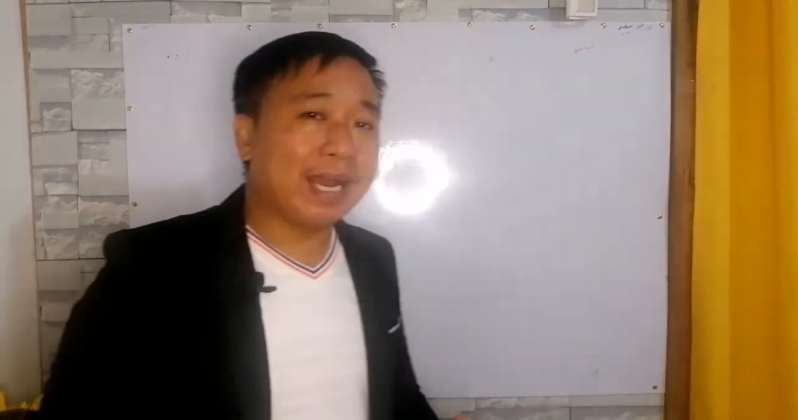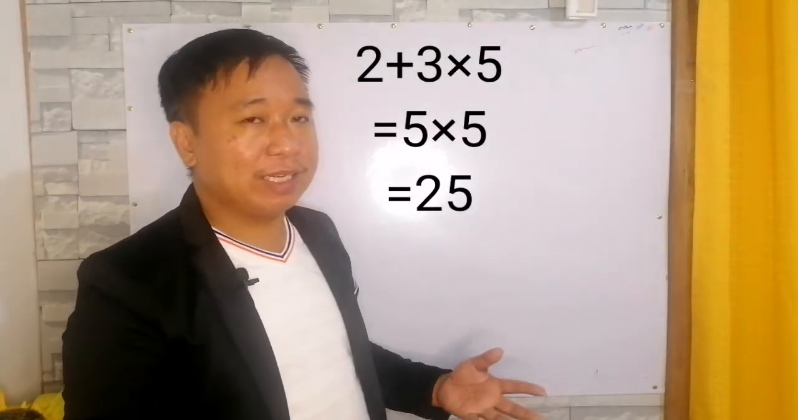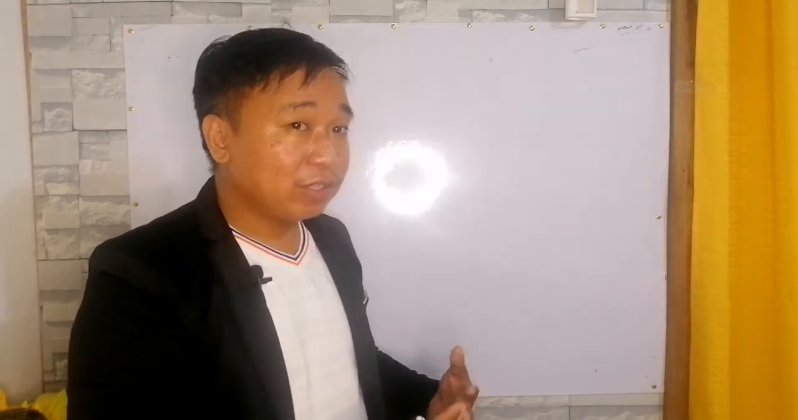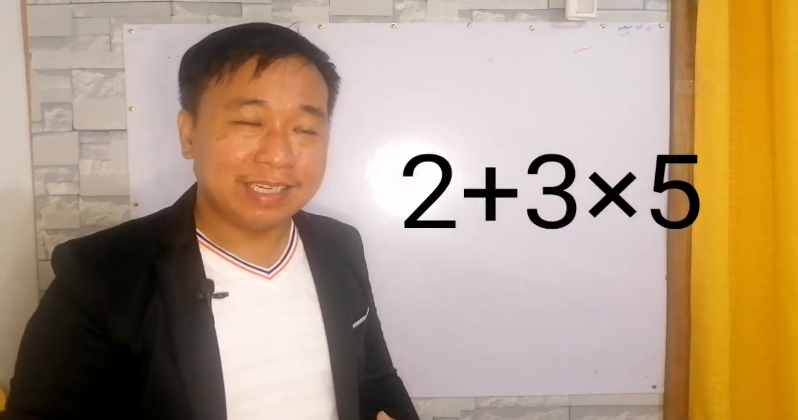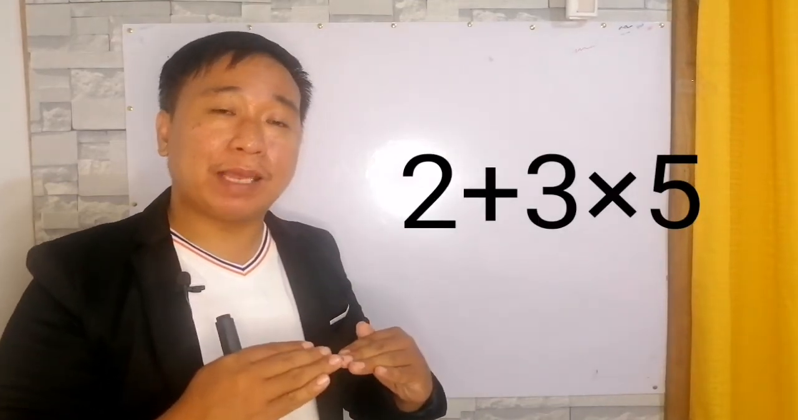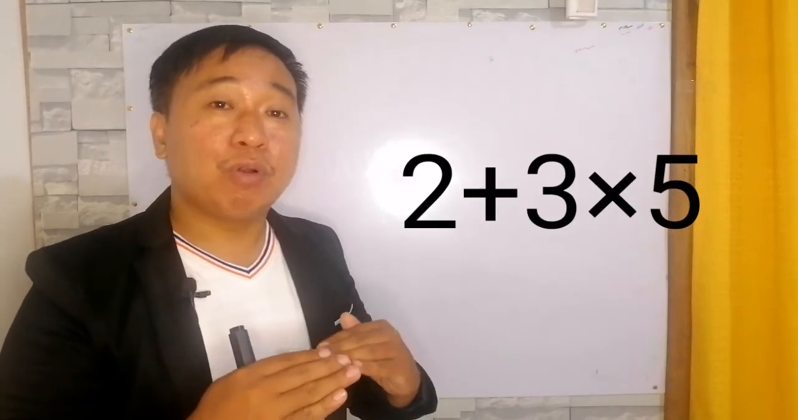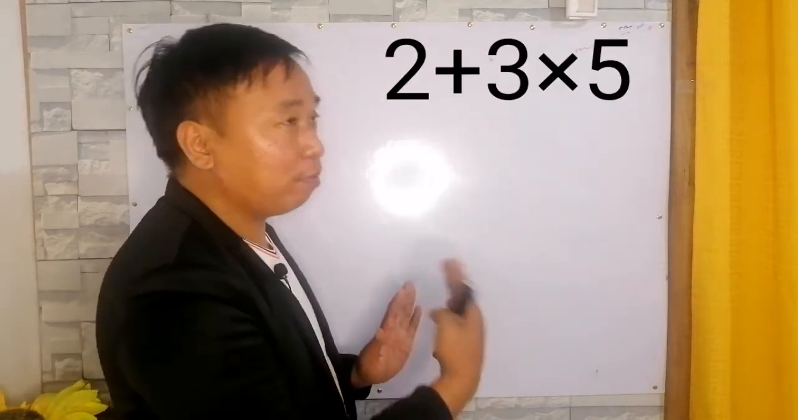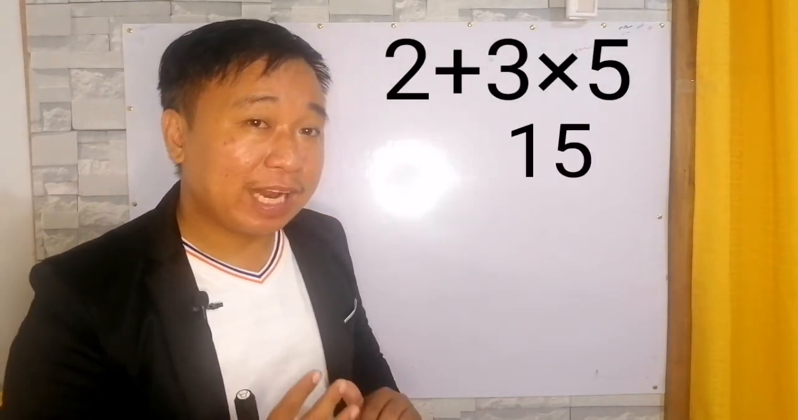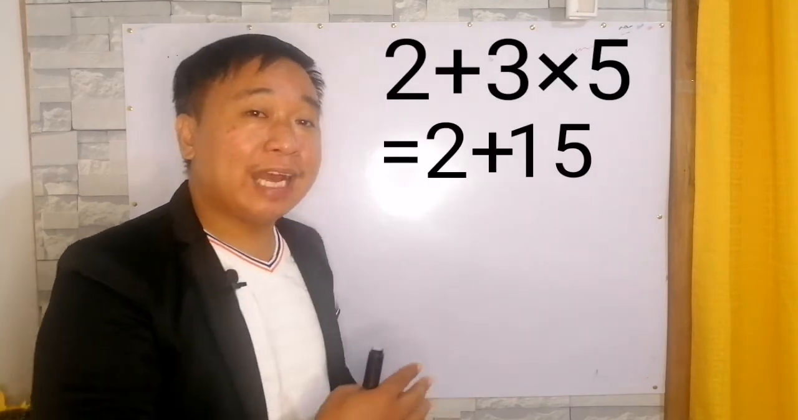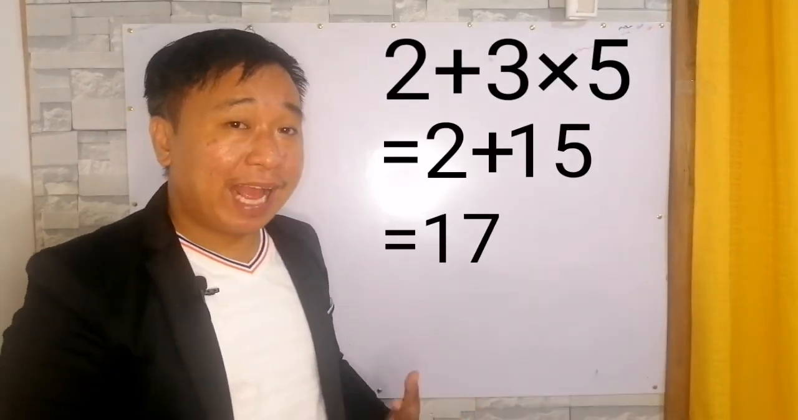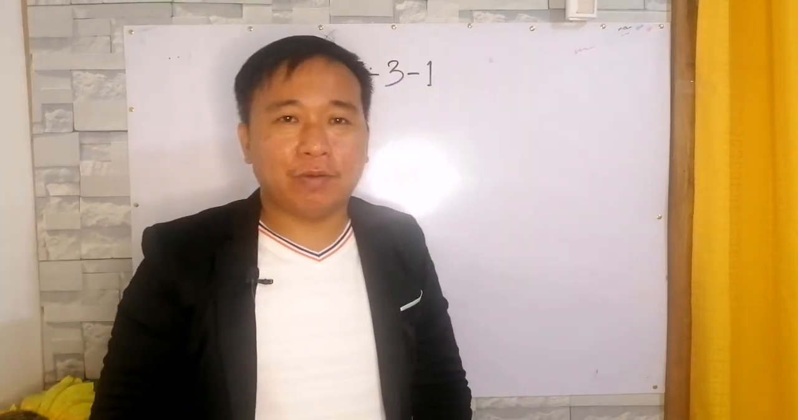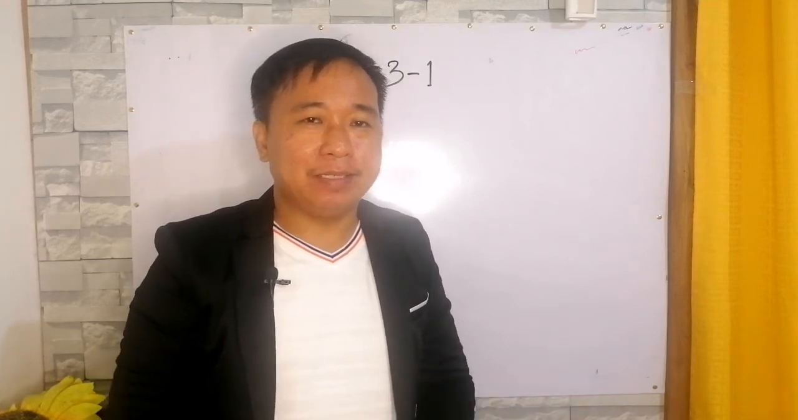All right, so let's go back to the first scenario and the second scenario. The first is 2 plus 3 times 5. So how are we going to solve that one? By following the order of operations, we have to multiply first before we add. So multiply first, 3 times 5, that is 15. Add 2, that is 17. So the correct answer is scenario number 2.